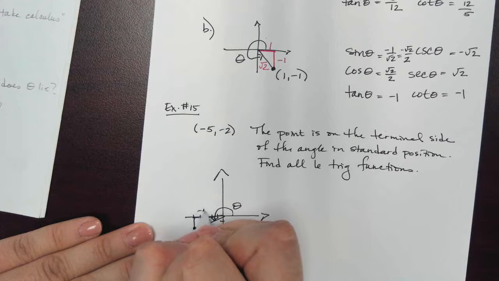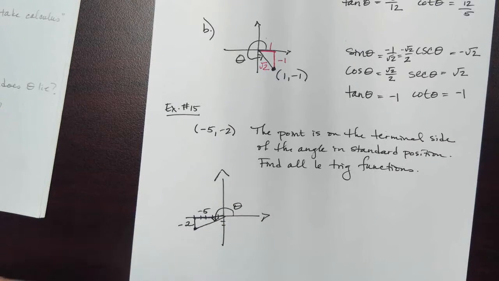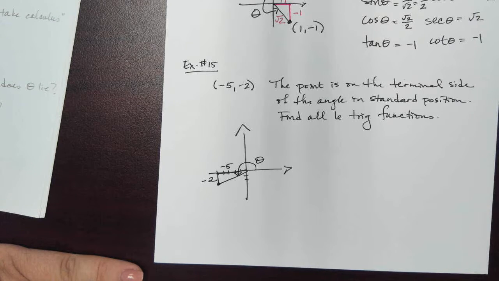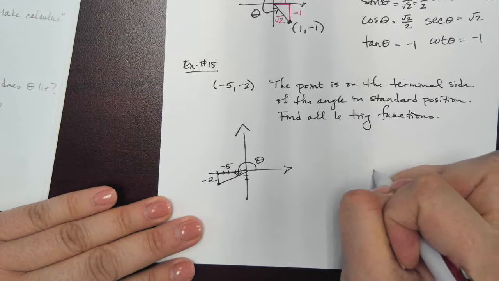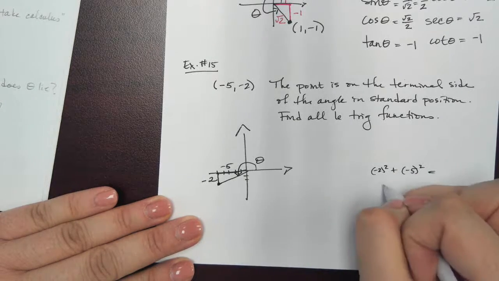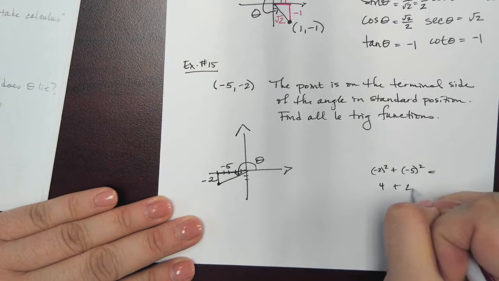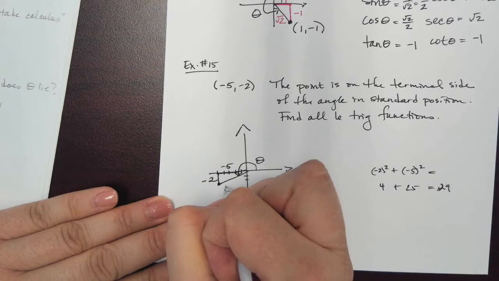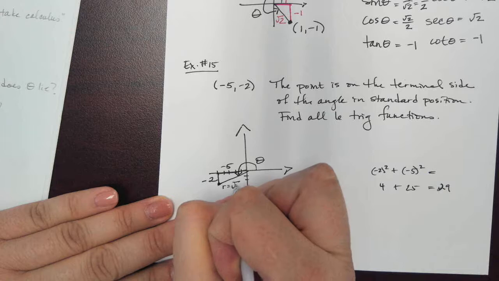Okay, I have -5, -2. Is that a triple? No. So I need to use the Pythagorean theorem. -2 squared plus -5 squared equals, so I have 4 plus 25, and I get 29, so my radius is square root 29.